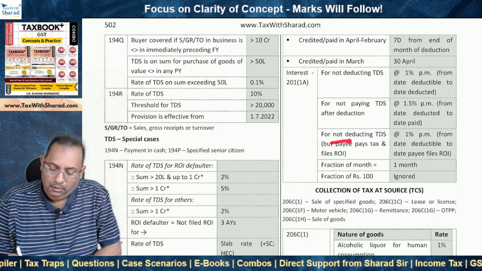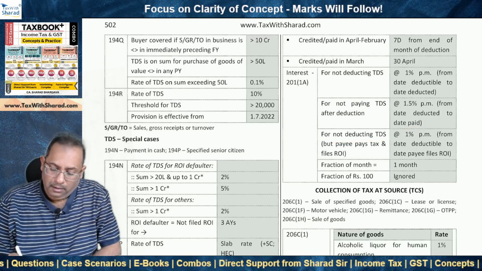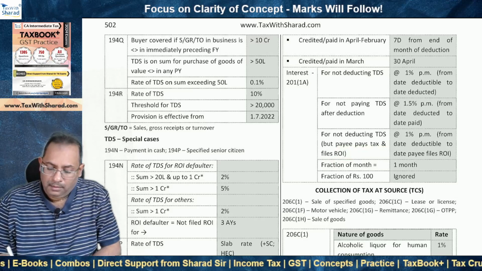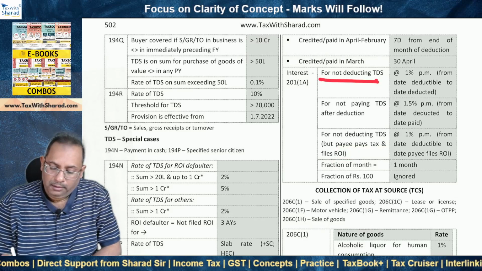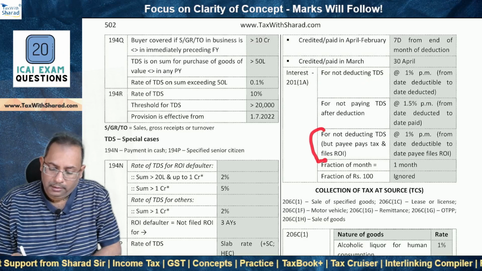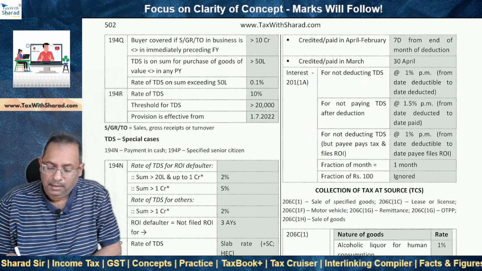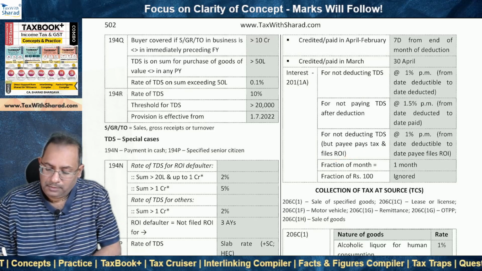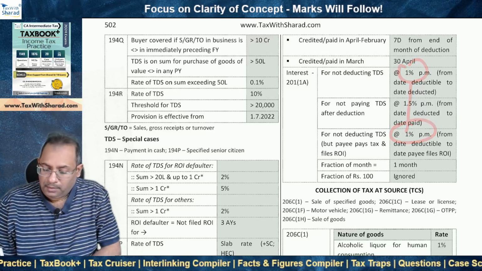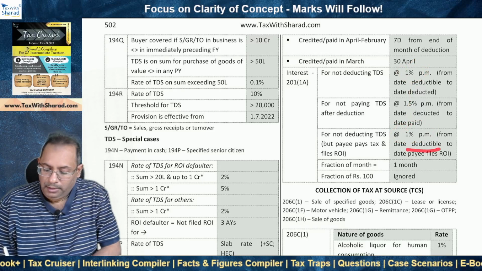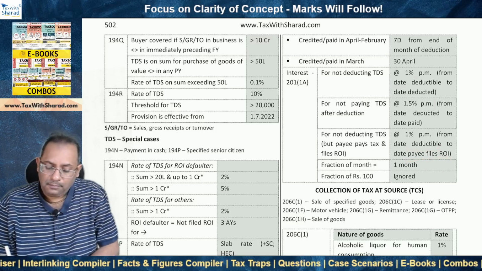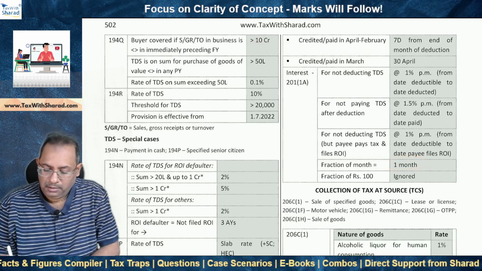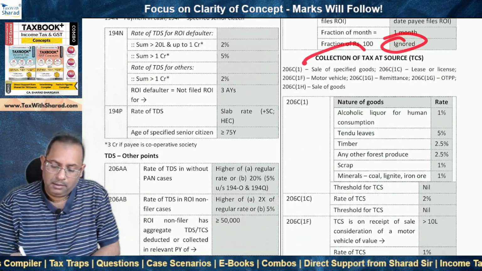Interest is also leviable for not deducting TDS, but where the payee has paid the tax and filed the return of income. Here, where the payee has paid the tax instead of the payer and has filed ROI, the rate of interest is the same 1%, but the interest is leviable from the date it was deductible to the date the payee files the return of income. And for this purpose, for 201(1A), a fraction of a month is counted as 1 month and a fraction of rupees 100 is ignored. Now we come to collection of tax at source, TCS.